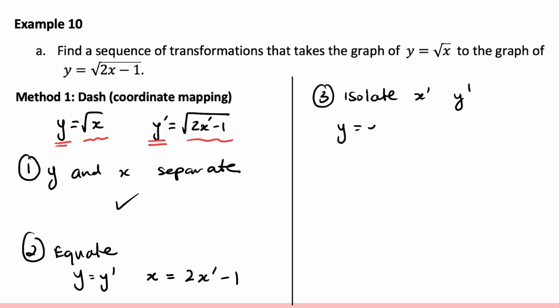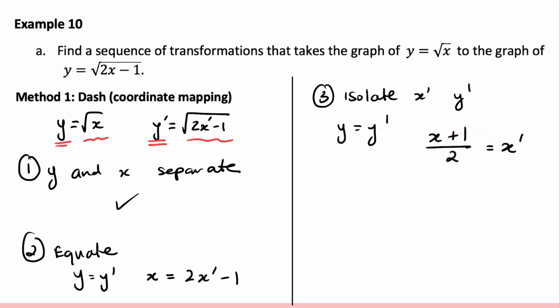So in terms of y, there's really not much I can do here, but for x, what I can do is add 1 and then divide by 2. So that's your x dash there. Now what I can see is that in order to get new y, this is what I need to do to old y, which is nothing. And in order to get new x, this is what I need to do.